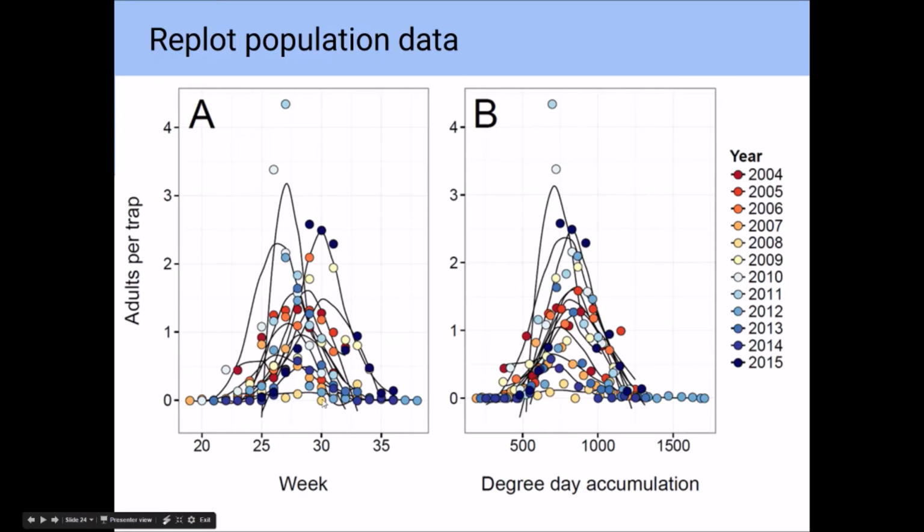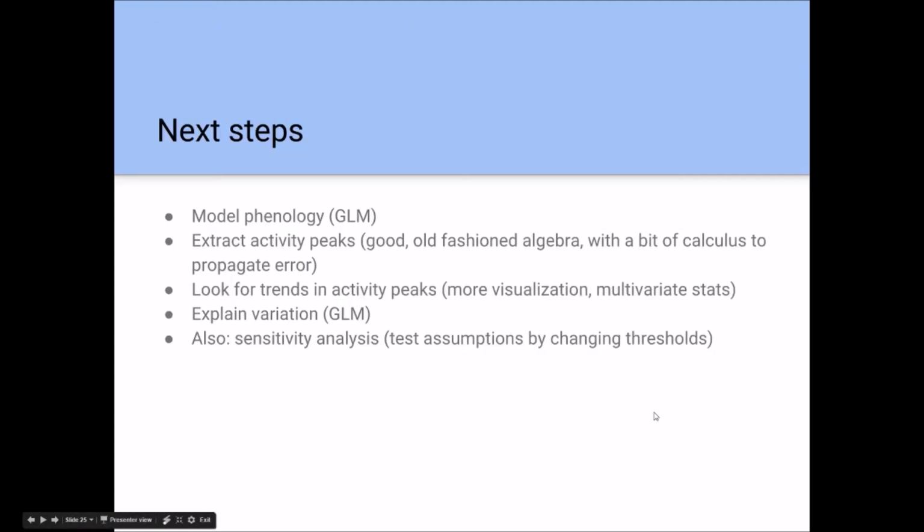And so then they replotted the data. So here's the data by week that we saw before. And then here is the data by degree day accumulation that we see now. And so we can see that the peaks are much more closely lined up with degree day accumulation than they were for week. And so that suggests to us, just through data exploration, that firefly activity is more heavily cued on temperature cues versus on photoperiod or time cues. So then we did some additional steps, and I won't go into these in detail, but we modeled the phenology of the fireflies.